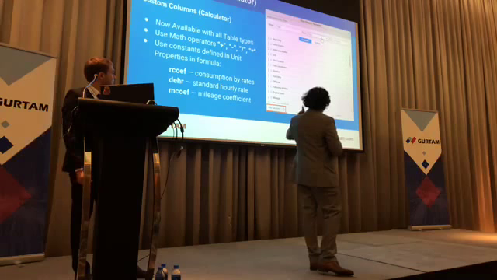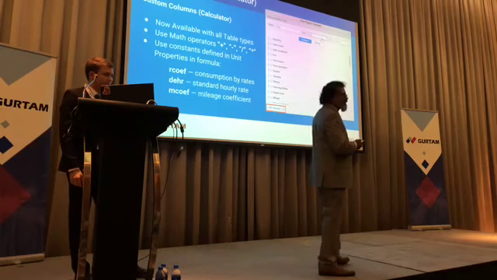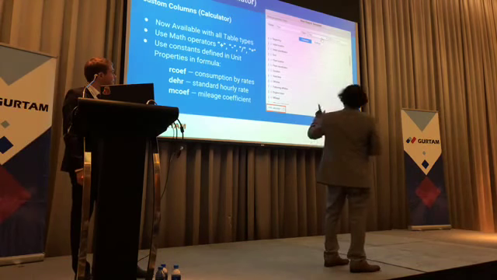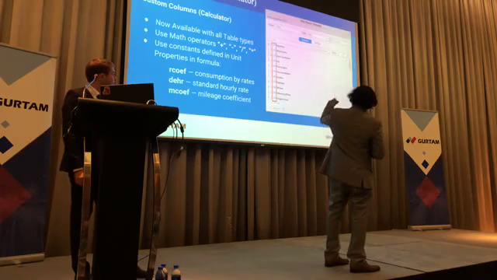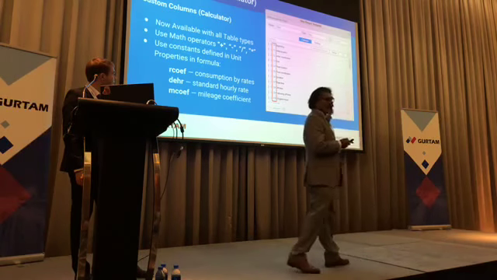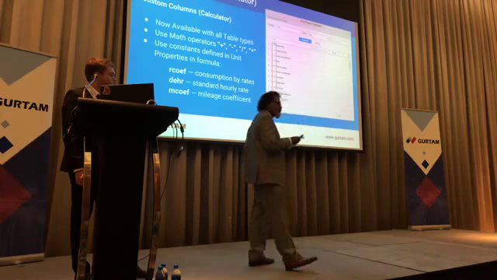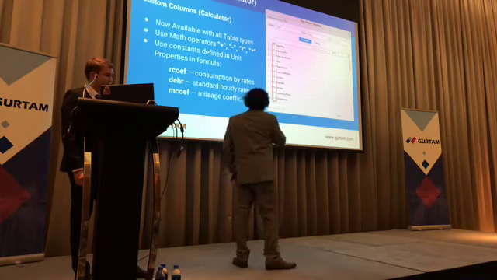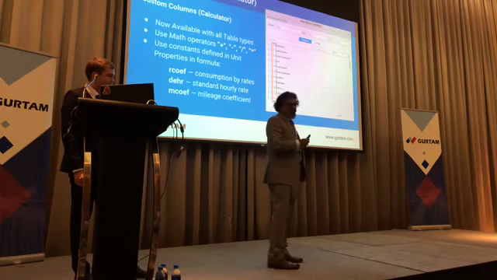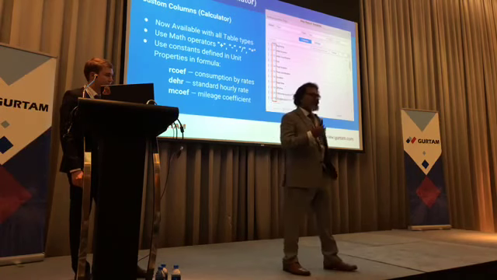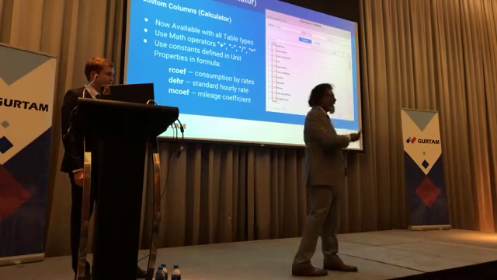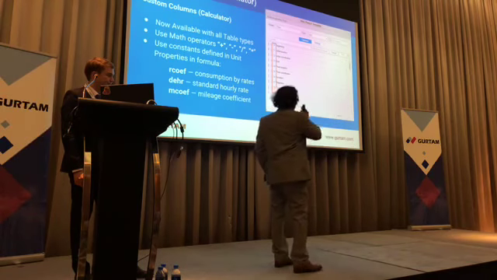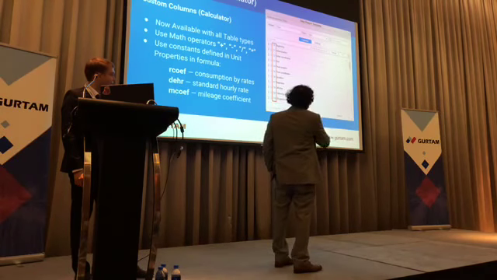At the bottom, you will get the add calculator button. You click on that, and what you get is an index of all the columns that you can use. You can also use in the unit properties consumption by rates, standard hourly rates, and mileage coefficient. So these are values that you set in the unit properties, and those unit properties can be made available in your formula.